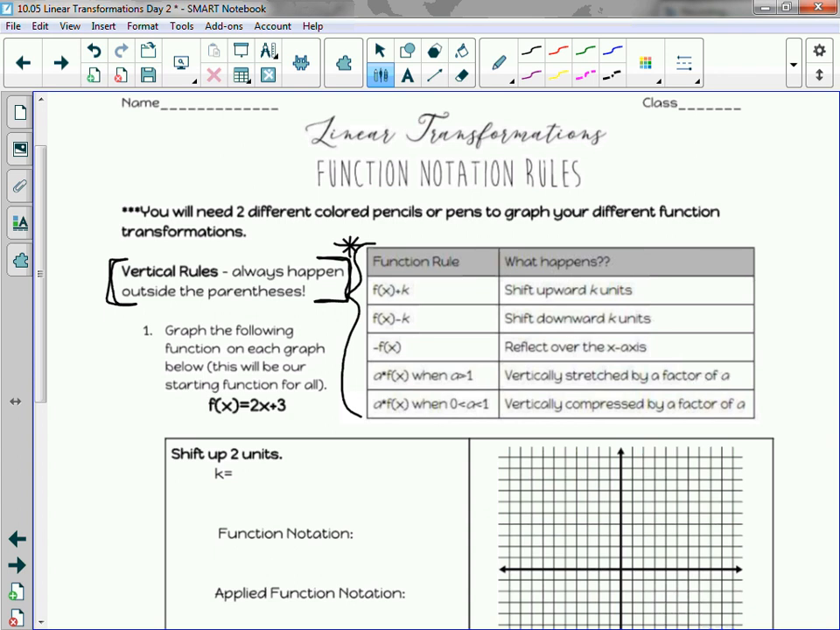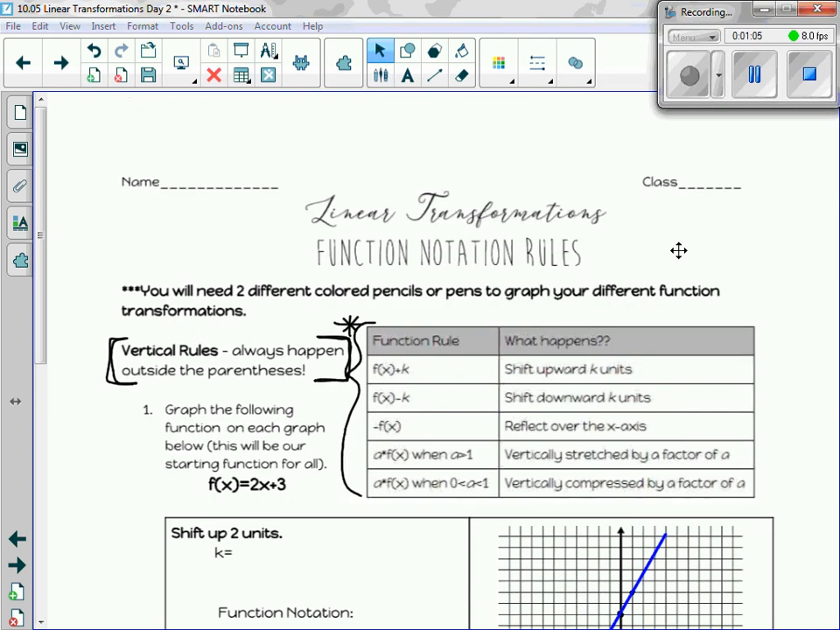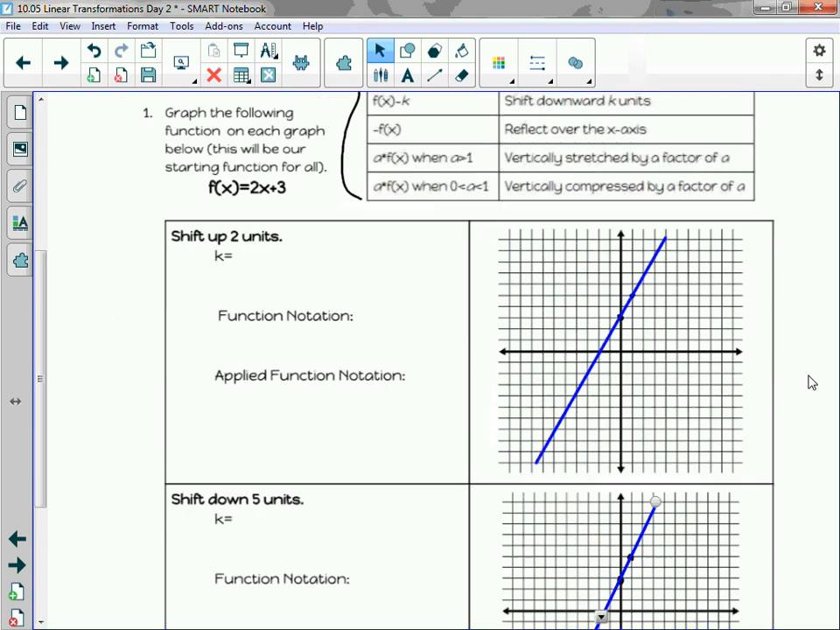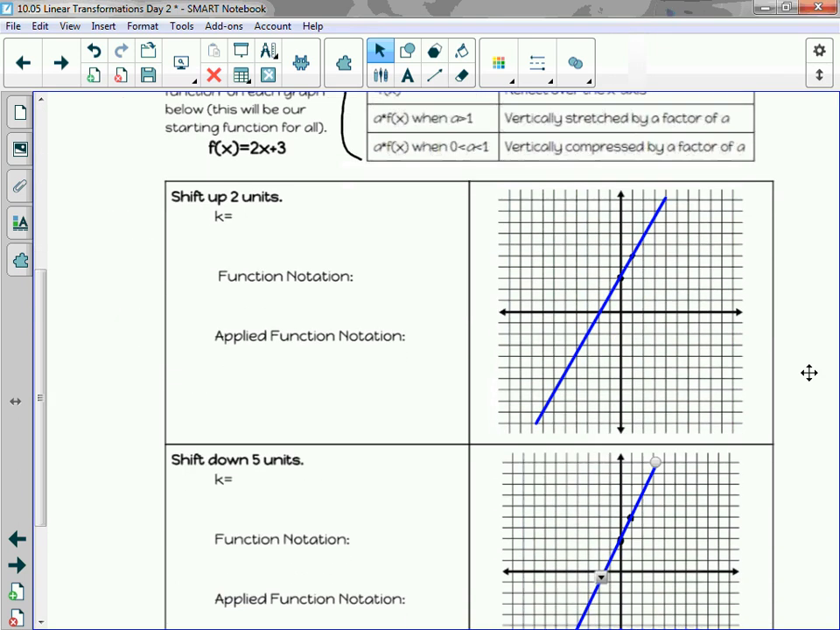We're going to graph the following function on each graph below. This will be our starting function for all. Pause the video, graph f of x equals 2x plus 3 on the front and the back of the first page of your notes. Okay, so now 2x plus 3 is graphed on all of our graphs on that first page, front and back.